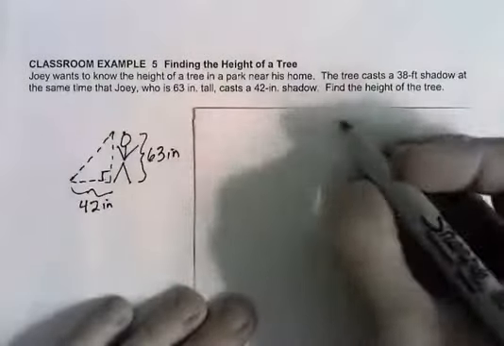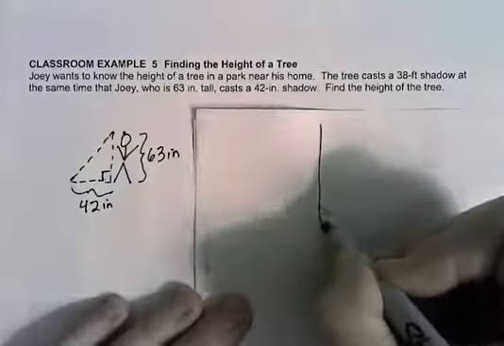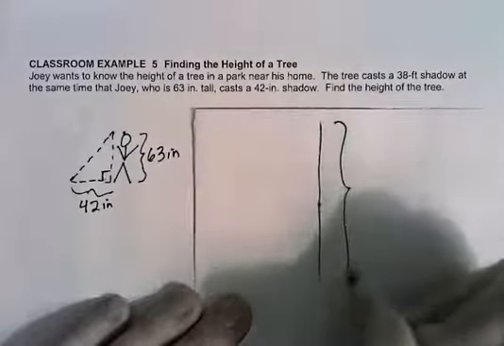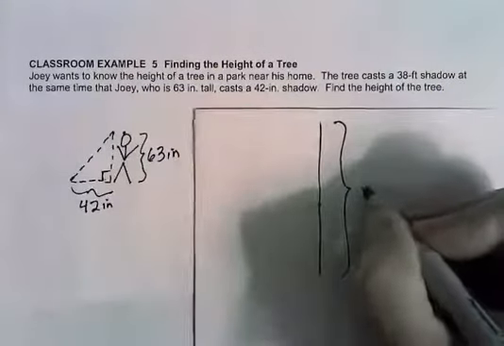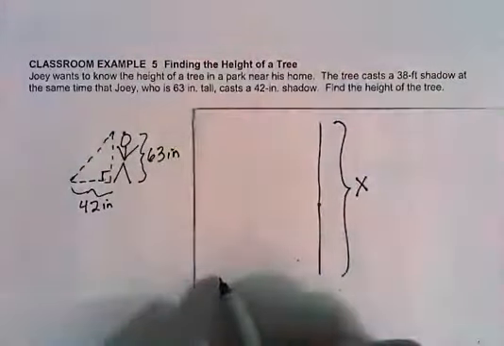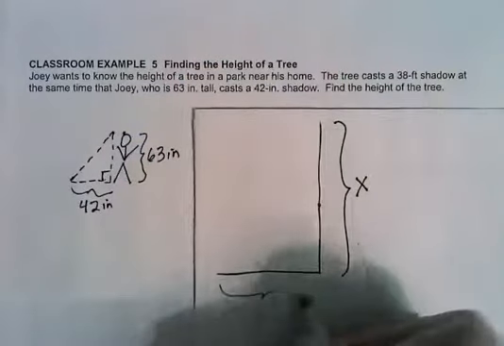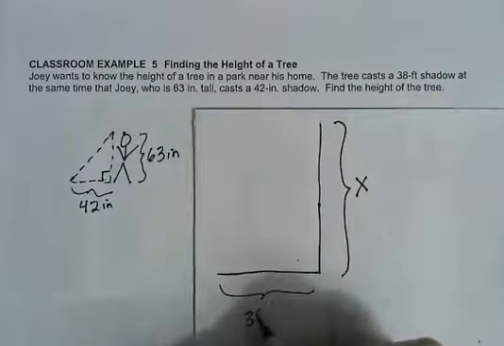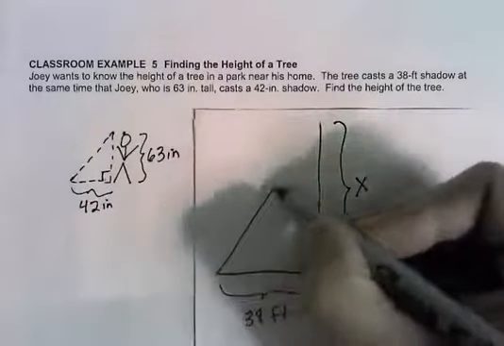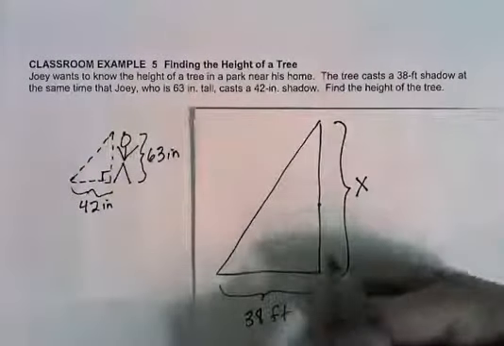Now for the picture with the tree, I'm not much of an artist, so I'm just going to draw the tree as a line. And this is what we're trying to find the height of. So this is what we don't know. I'm going to call that one X. We do know the length of the shadow. So we've got the shadow over here, and that's 38 feet. So here's our triangle here. Again, we know this would have to be a right triangle because we've got a vertical and a horizontal.